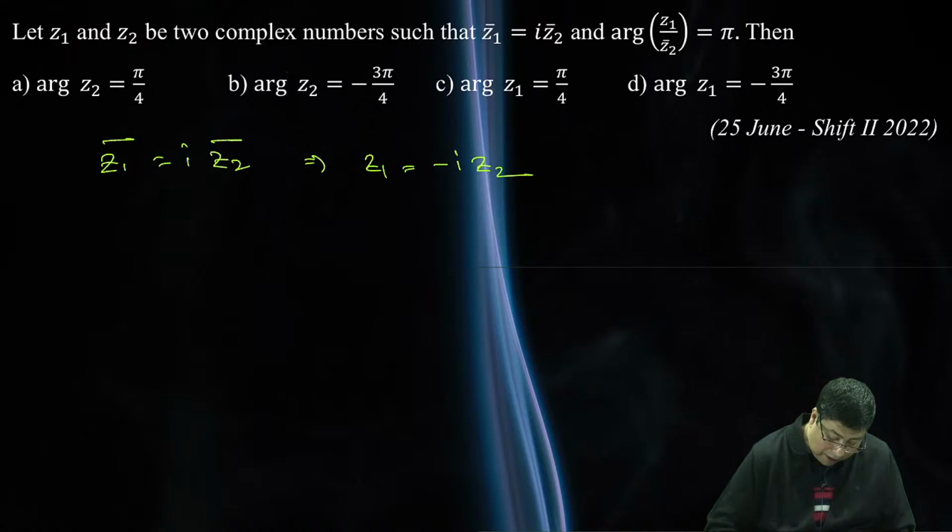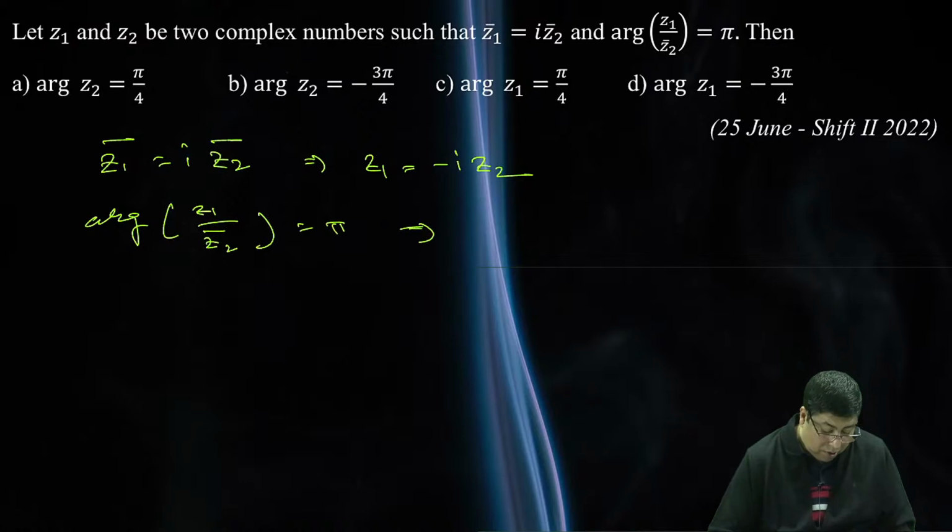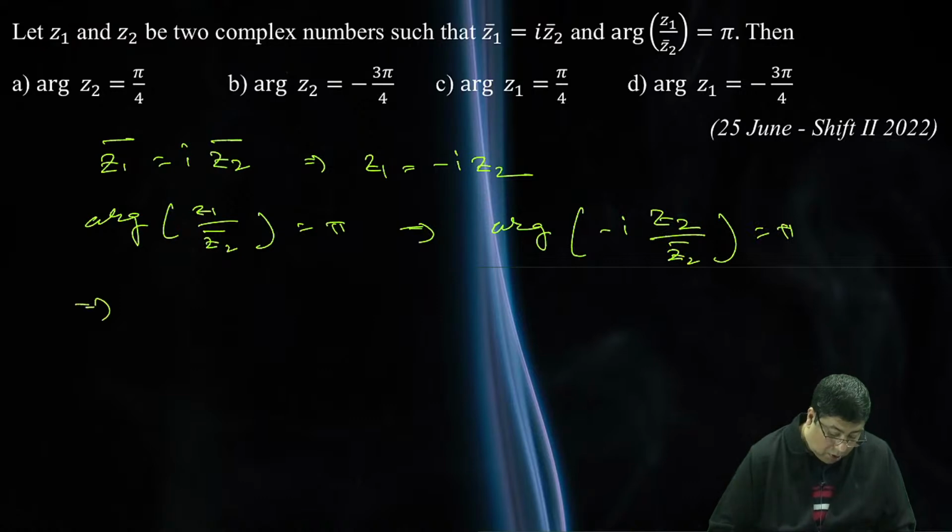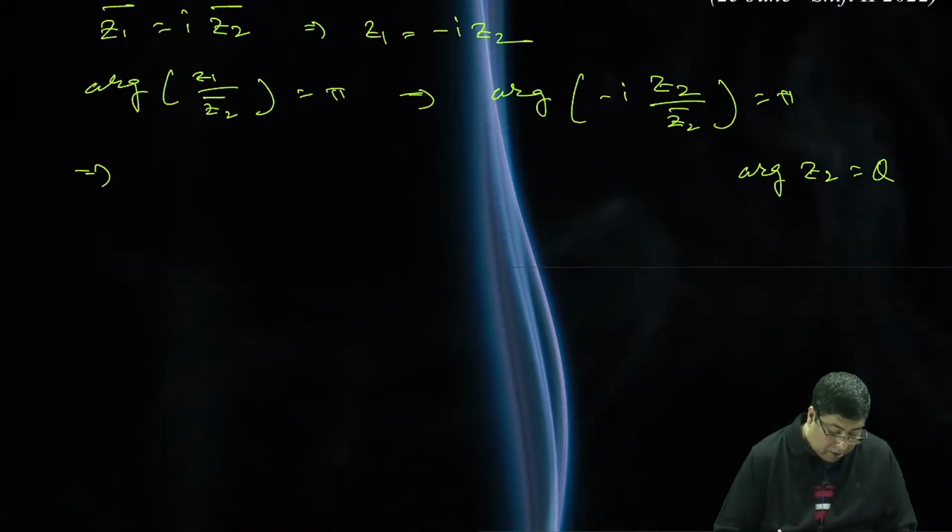And we are given that argument of Z1 by Z2 bar equal to pi. So, let us put the value instead of Z1, that is argument of minus i Z2 by Z2 bar equal to pi. So, if we calculate, let argument of Z2 equal to theta.